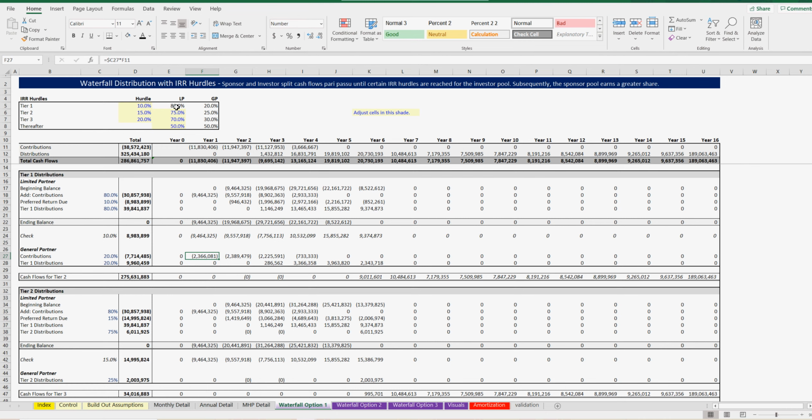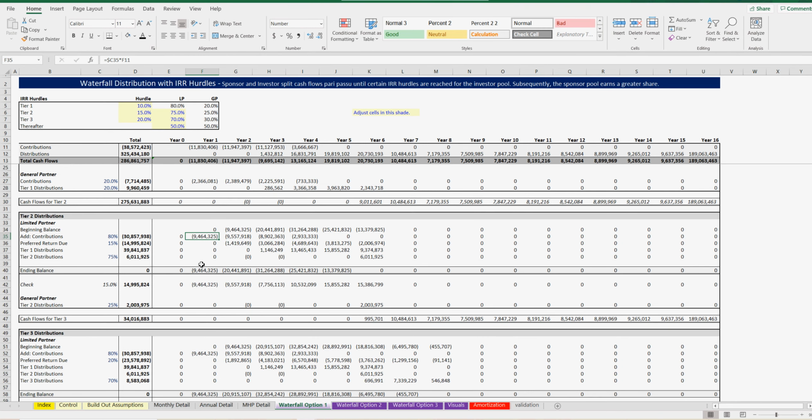So 80% of the available cash distribution will go to the LP, 20% will go to the GP, up to the LP getting 10%. As soon as the LP has reached that 10%, you go to the next tier. Now cash is split at a 75-25 rate, so a different rate for tier 2 distribution. So the LP is saying, okay, if you can get me a higher internal rate of return, I'm willing to give up some of my cash flow to the general partner, and so on.